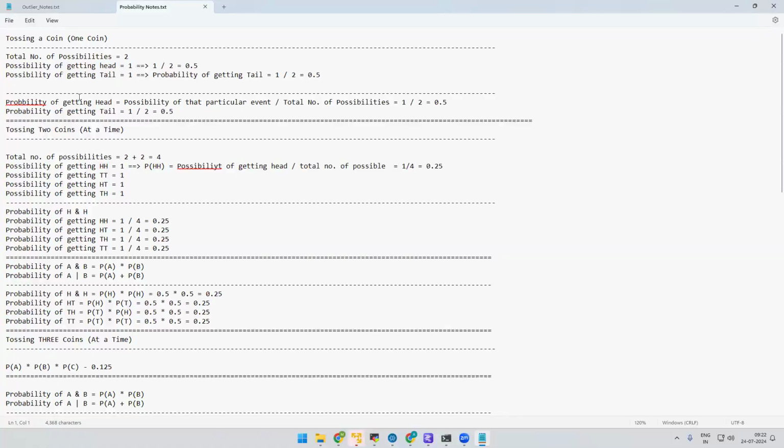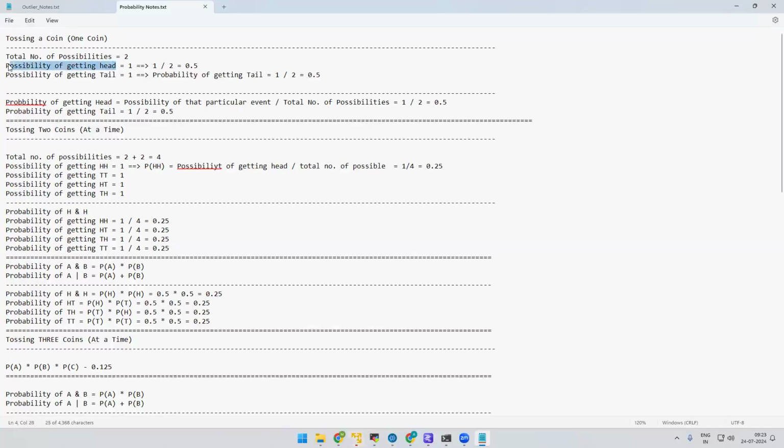And obviously, let's take that. We need to record the total number of possibilities after tossing a coin. So the total number of possibilities are head and tail, which means two possibilities. Then we need to find out for each event. In this case, the event is head or tail.